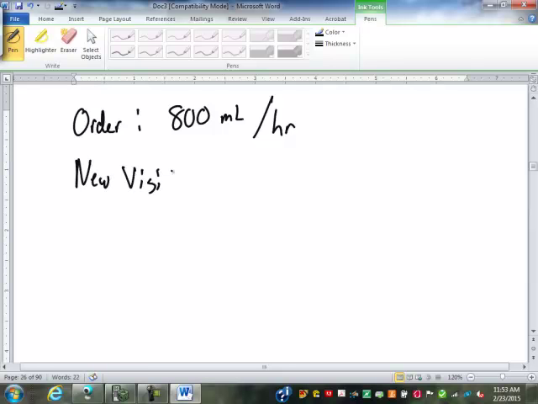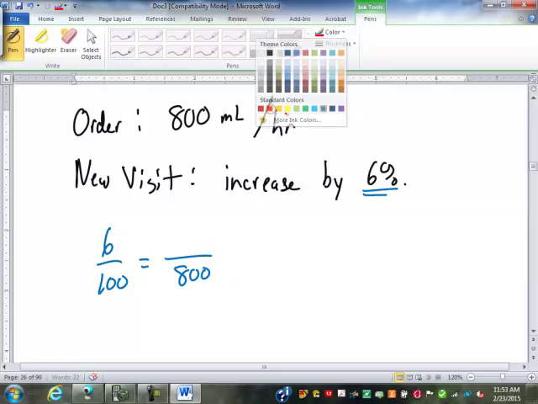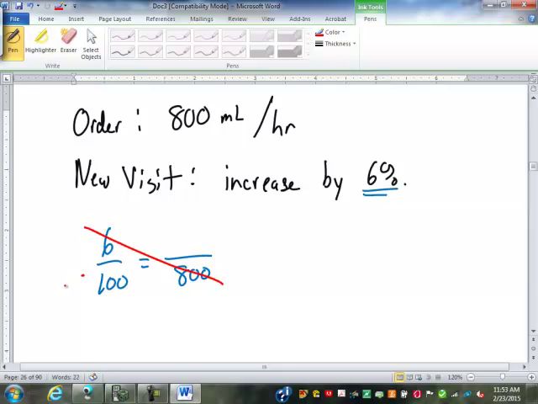The doctor has a new visit with the patient and says to increase the dosage by 6%. So again, for this one, to find the new dosage, we have to increase by 6%. To do that, we can either find the 6%: 6 out of 100 equals blank out of 800. And we cross multiply and divide. 6 times 800 divided by 100 is going to give us 48.